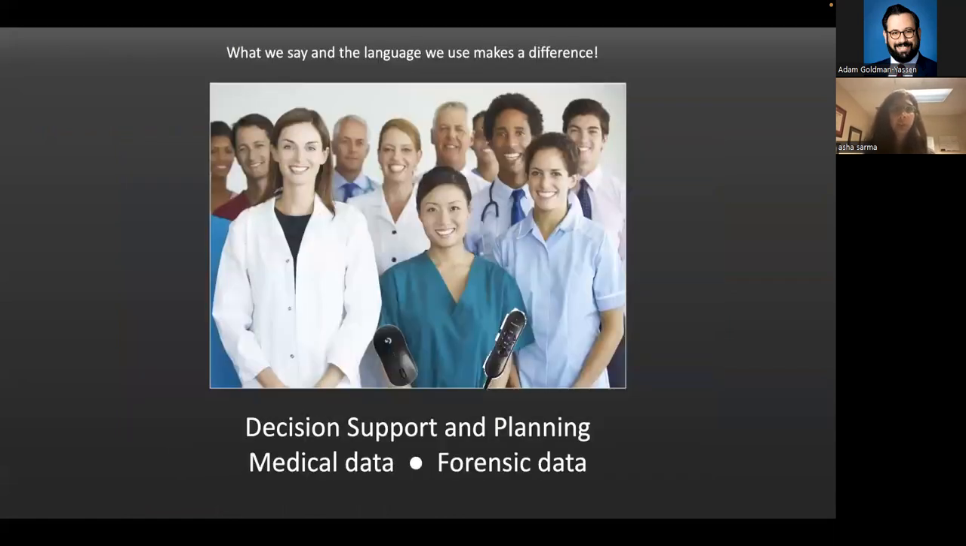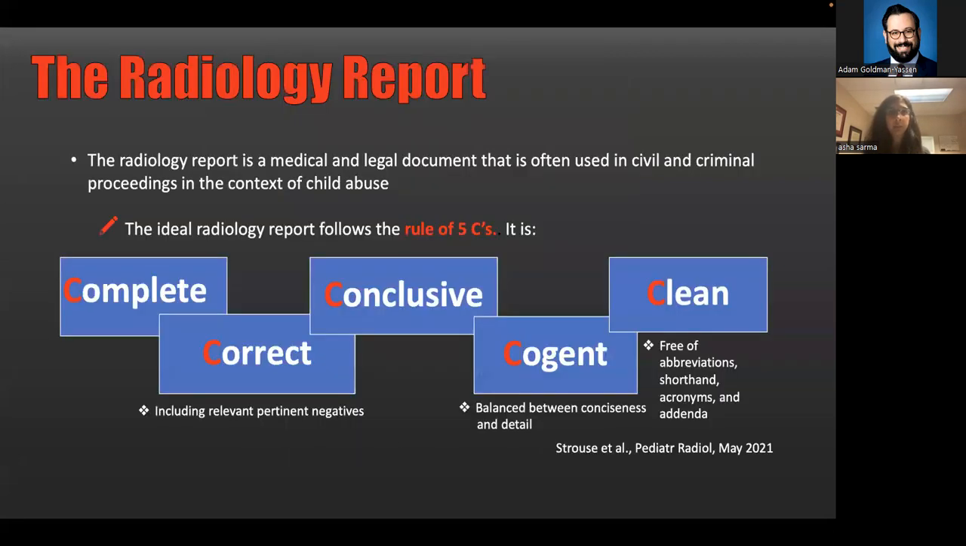We work with a team, very closely with child abuse pediatricians and other teams. The language that we use makes a difference. This is one of the things that most commonly brings clinical teams down to our reading rooms to go over findings. The words we use are very important. They play a role in decision support and planning of studies, the medical care of the patients, and they also go into the forensic record. The radiology report that we generate is a medical and legal document that can be used in civil and clinical proceedings in the context of child abuse.